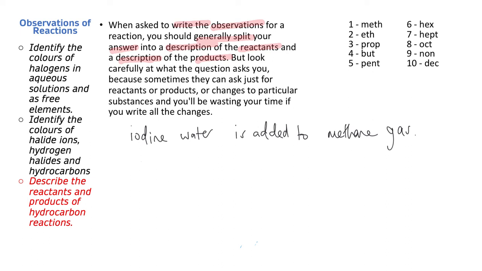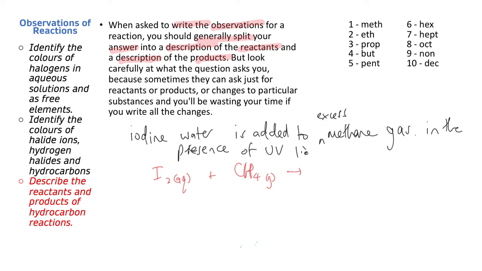Iodine water is I2 aqueous. So when it says water, it means the halogen is dissolved in water and is added to methane gas, let's just say excess methane gas. So it's going to be added to CH4 gas, and what is it going to go to? First of all, it's in the presence of UV light. Otherwise, this reaction wouldn't occur. So what's going to happen?